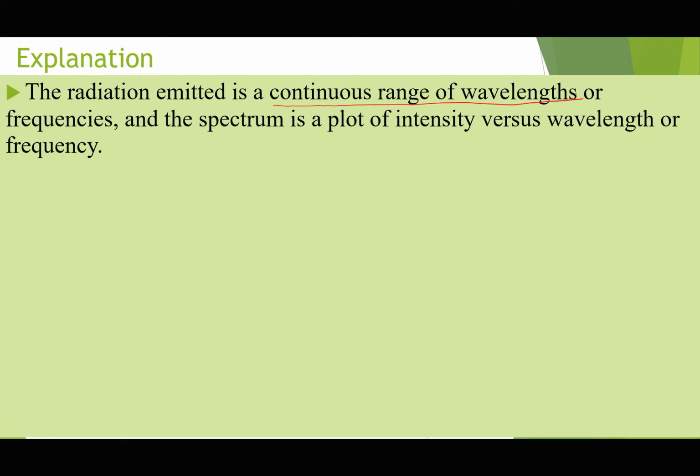That's why we have seen a curve. We have seen a continuous distribution of wavelengths, ranging from high wavelengths to low wavelengths. And the spectrum is a plot of intensity versus wavelength or frequency, since frequency is inversely proportional to wavelength at constant speed. Because here we are considering electromagnetic radiation, which travels at the speed of light. So these are the features of the graph that you must have noted.